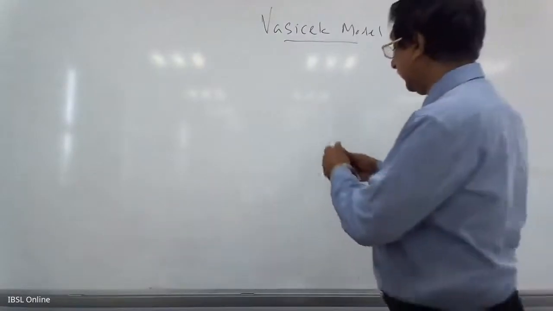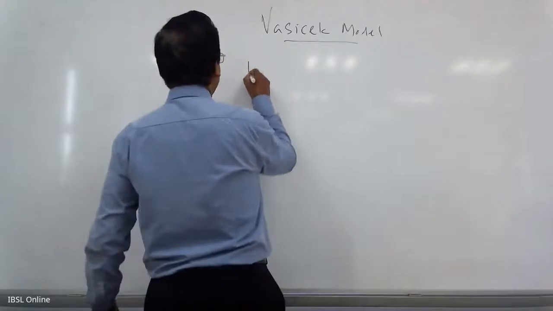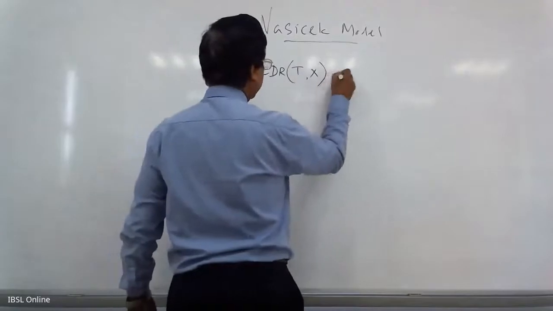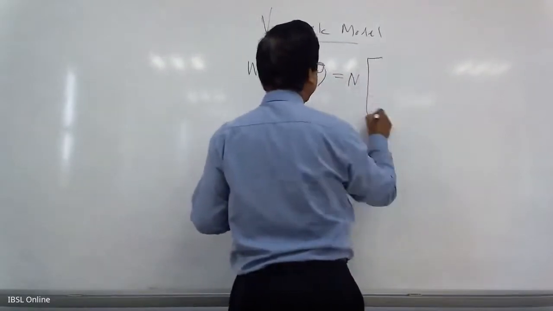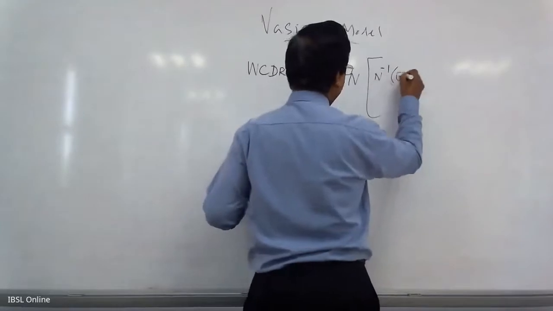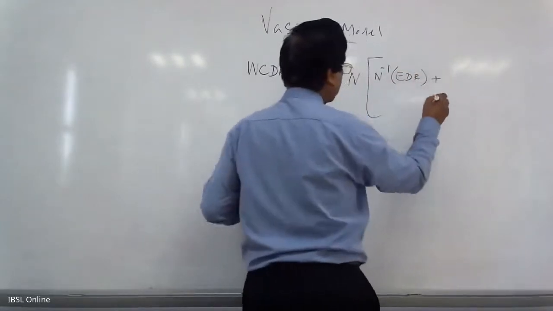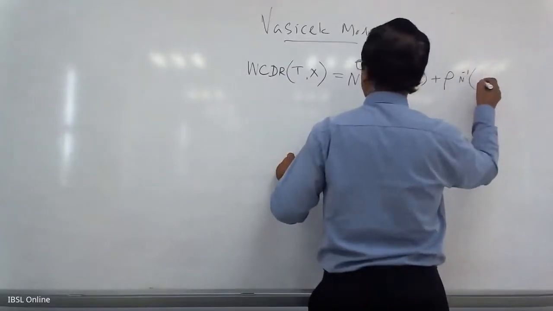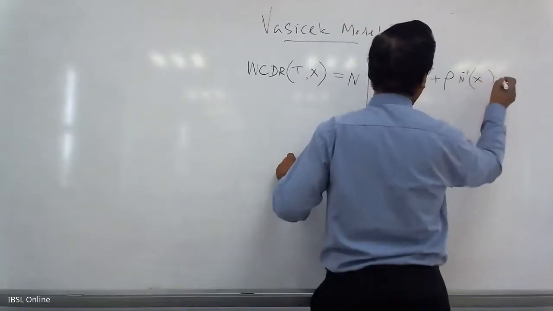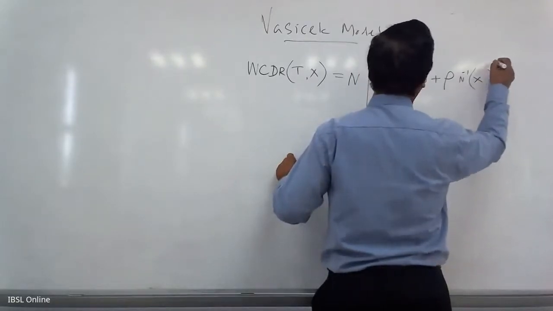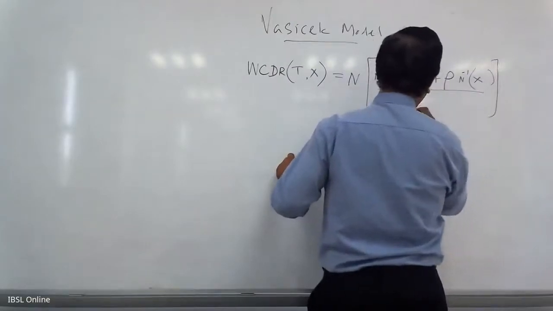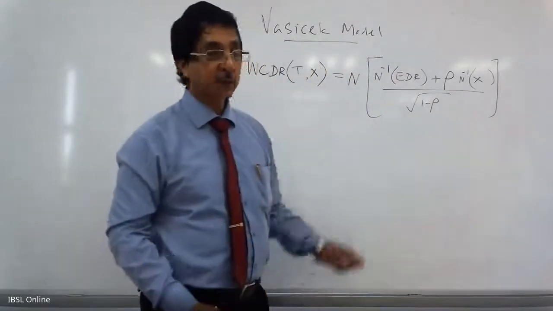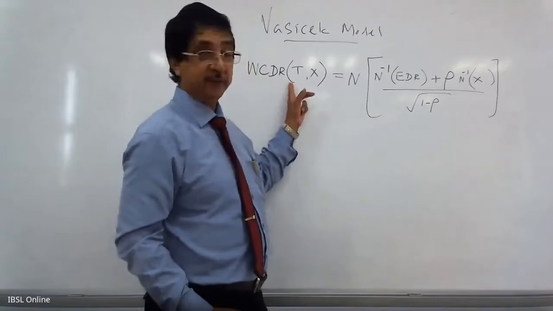This is how the formula is given. WCDR at T, X is equal to N of N inverse of EDR plus rho into N inverse of X, divided by the square root of 1 minus rho. Now this is the formula for the worst case default rate.